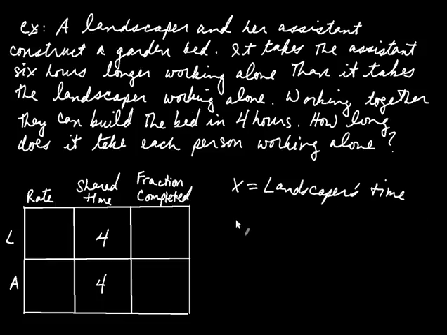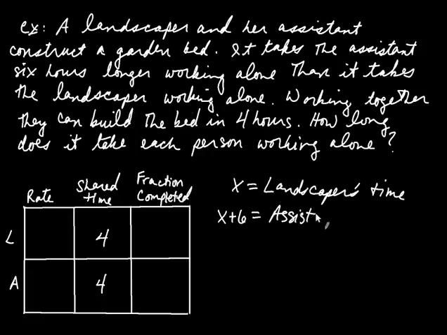Now you could write y for the assistant's time, but is the landscaper's time connected to the assistant's time? Let's read the problem again. It says it takes the assistant 6 hours longer working alone than it takes the landscaper working alone. Oh, okay. So if the landscaper takes x hours, then the assistant takes what? Well, 6 hours longer. So that would be x plus 6. So that's the assistant's time.